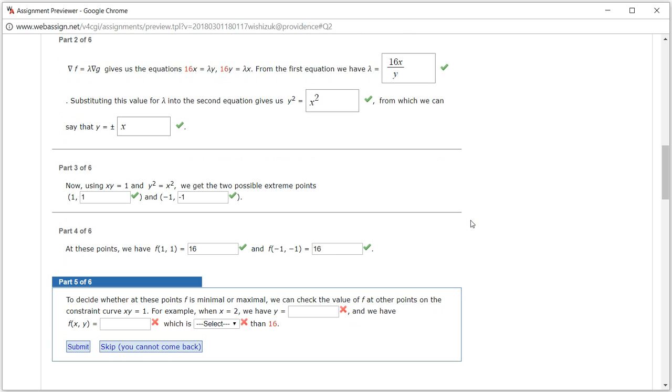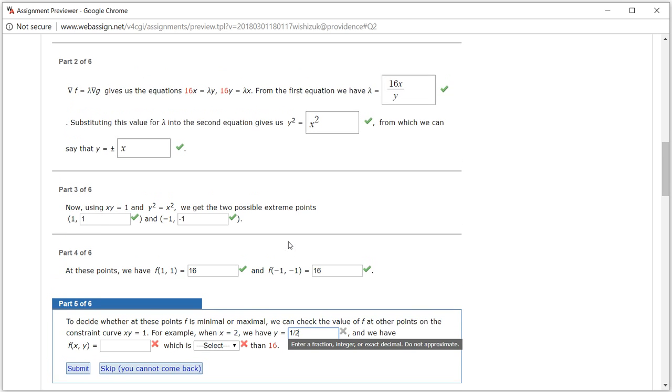Let's look at part 5. To decide whether at this point f is a minimal or maximal, we can check the value of f at other points on the constraint curve xy equals 1. So when x equals 2, y is going to be 1/2. You just have to solve for y, so you get 1/2.